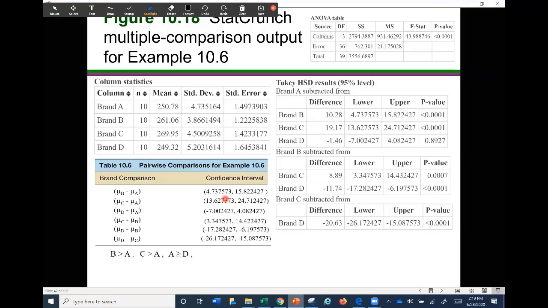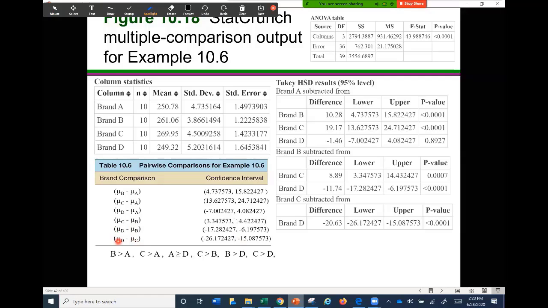Then let's interpret the next interval. This next interval is all positive. Then that implies that the first mean is bigger than the second mean. C is bigger than D. The next interval, all values are negative. This implies that the second mean is bigger than the first mean. B is bigger than D. And the last one, the same result. Because all possibilities are negative, this implies that the second mean is bigger than the first mean.